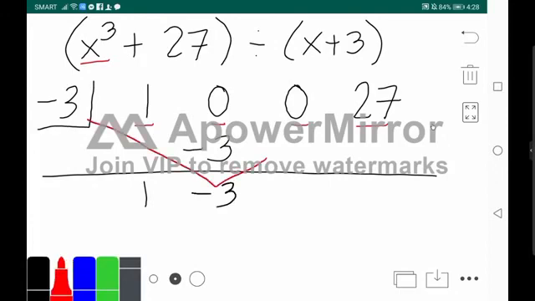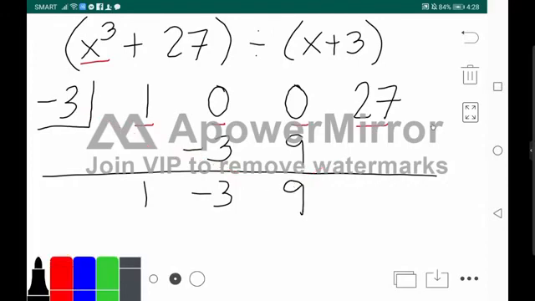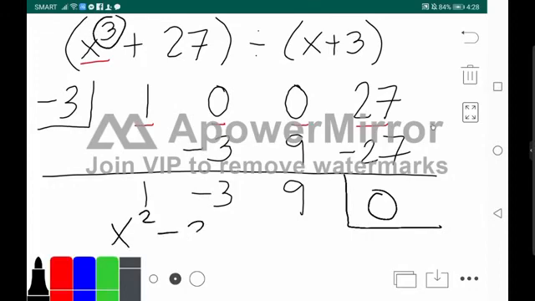Multiply, that is positive 9. And then combine, you will have 9. Then multiply again, that's negative 27. Then you combine, that is 0. The remainder is 0. So take note, we have x cubed here. So we are going to start with x squared minus 3x plus 9. And this will be our final answer.